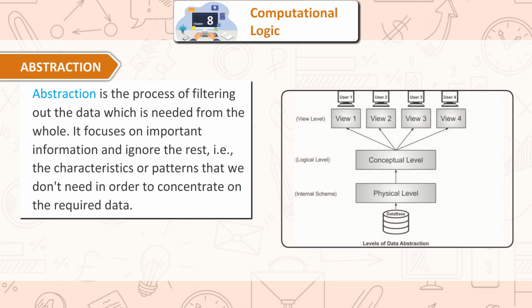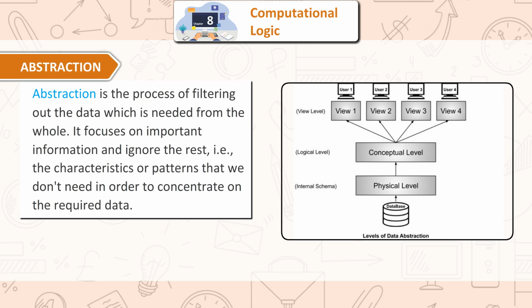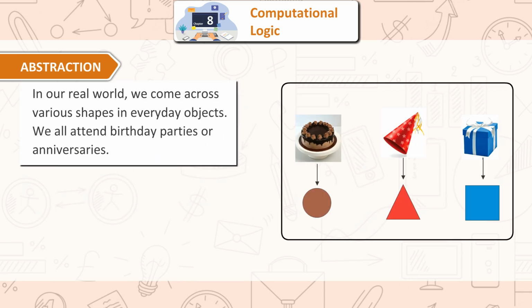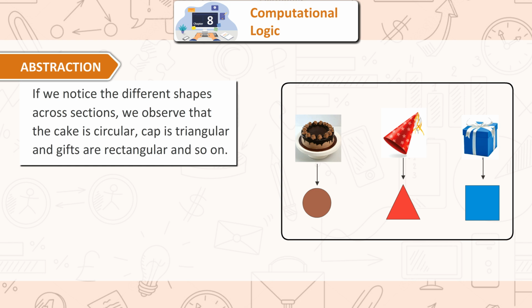Abstraction. Abstraction is the process of filtering out data which is needed from the whole. It focuses on important information and ignores the rest. That is, the characteristics or patterns that we don't need, in order to concentrate on the required data. In our real world, we come across various shapes in everyday objects. We all attend birthday parties or anniversaries. If we notice the different shapes across sections, we observe that the cake is circular, the cap is triangular, and the gifts are rectangular, and so on.